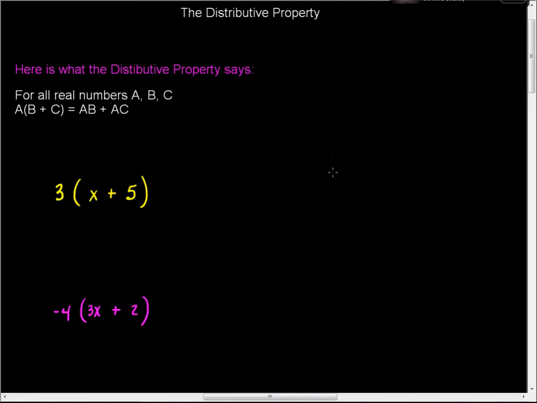In this video, we're going to take a look at the distributive property. Now, the distributive property is not provable, and so we're not going to take a look at the why behind it. We're just going to assume that it works.